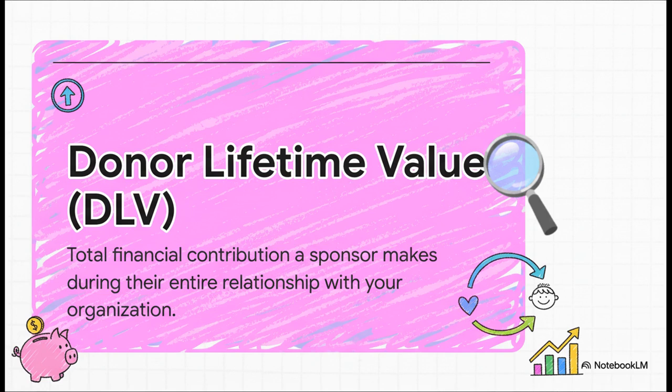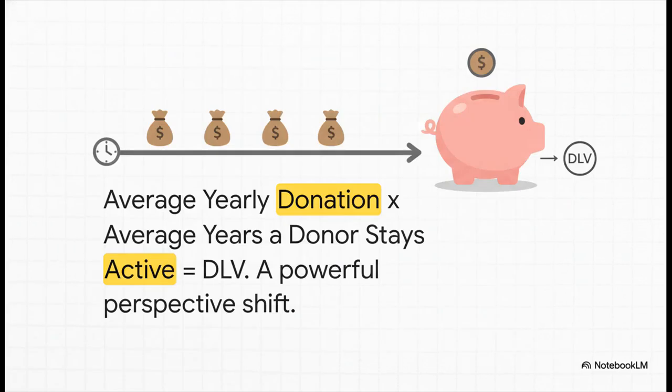It's the big picture. And again, the formula is easy. Just take the average amount a sponsor gives in a year and multiply it by how many years they typically stick around. So if someone gives, say, $360 a year and stays for 4.5 years, their DLV is over $1,600. See? That really changes how you think about that one sponsor, doesn't it?